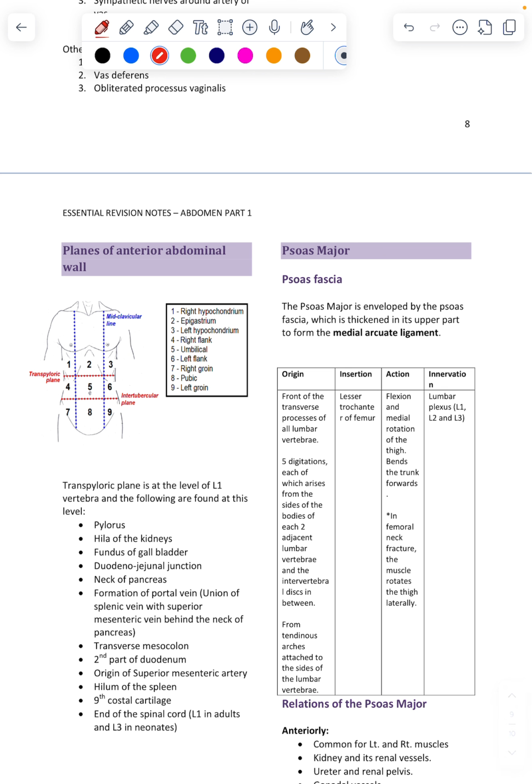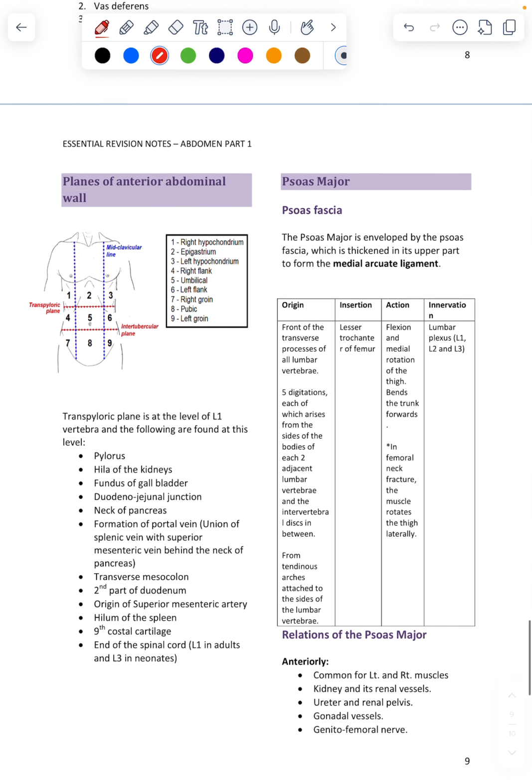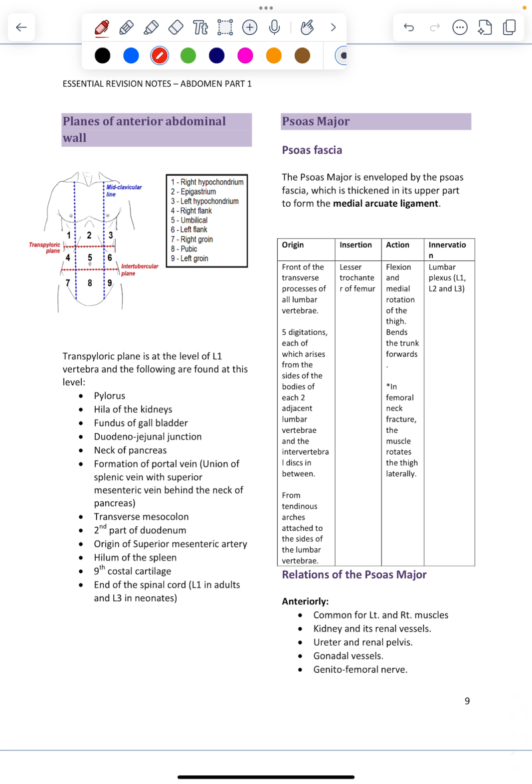Planes of the abdominal wall, these are the nine quadrants. Transpyloric plane: pylorus is there, fundus of gallbladder is most commonly asked, pancreas is also there, second part of the duodenum is there, then hilum, end of spinal cord. L1 in adults is also there.